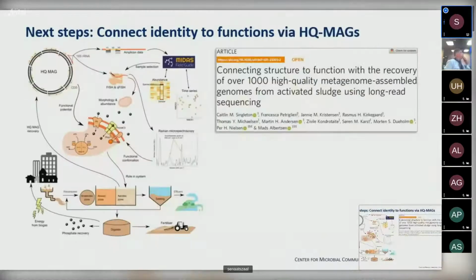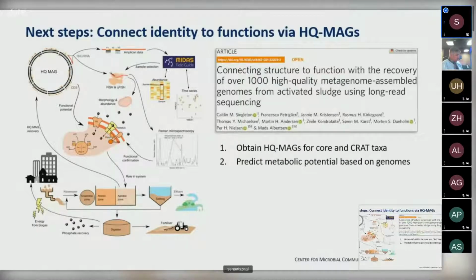So what we obtained with the MiDAS Global project was actually an outline of the field guide. We provided names for the different organisms and showed where they occurred, but we needed to add more information about their functions. And we can do that using high quality metagenome assembled genomes. We already recovered more than 1,000 high quality metagenome assembled genomes from activated sludge in Denmark using long-read sequencing technologies. And the idea is that we want to take that further and obtain high quality MAGs for core and CRAD taxa globally.